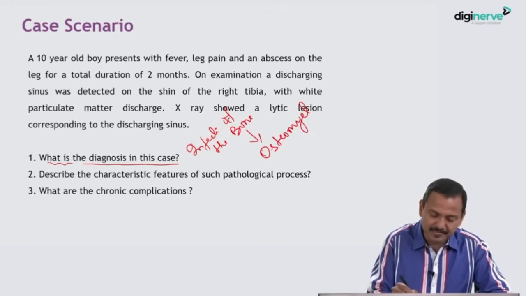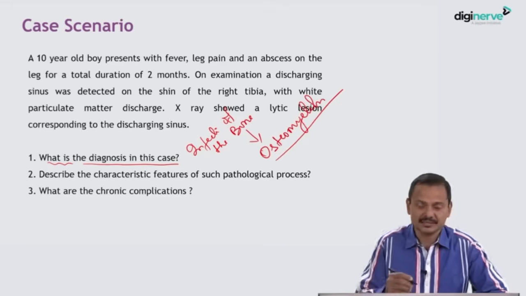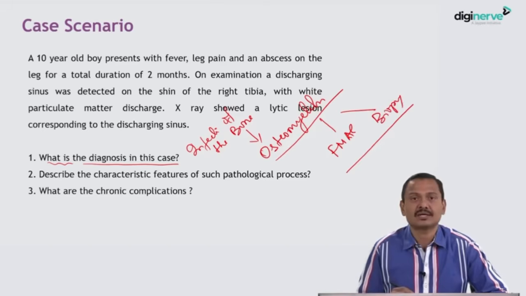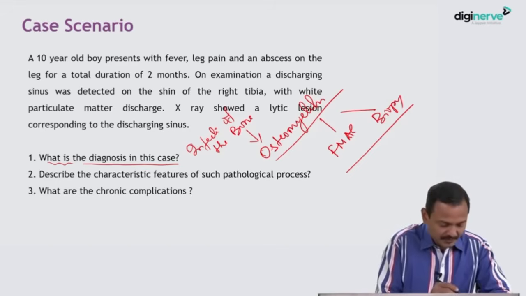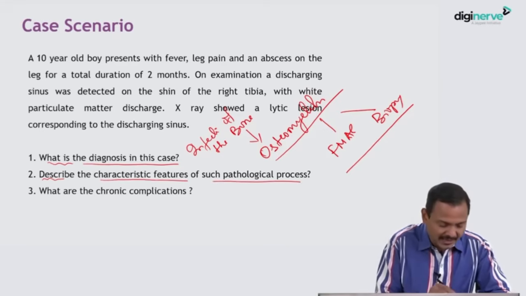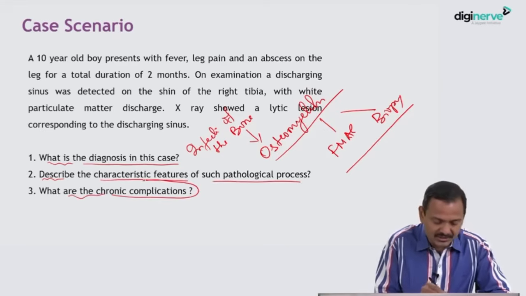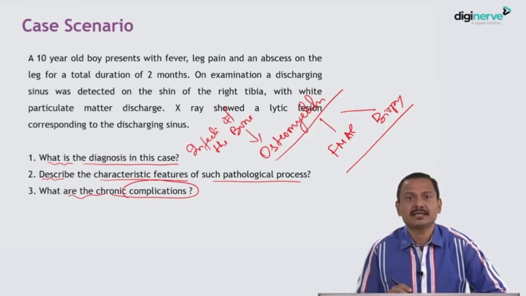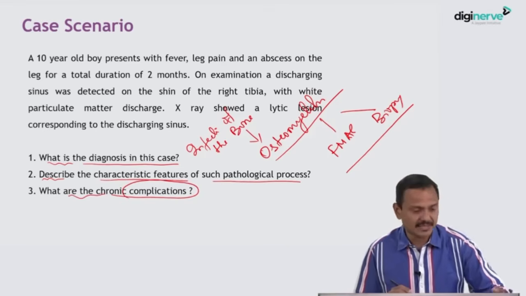osteomyelitis. And how can it be diagnosed? It can be diagnosed by FNAC, or by biopsy, to know what organism is causing this osteomyelitis. The second question: describe the characteristic features of such a pathological process and what the chronic complications of osteomyelitis are. We will be discussing these in detail in our subsequent slides.